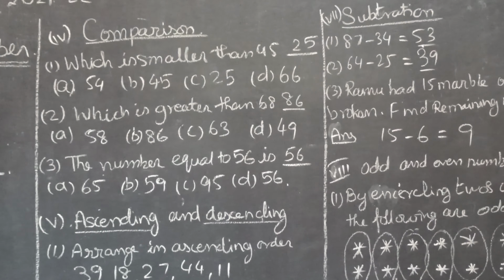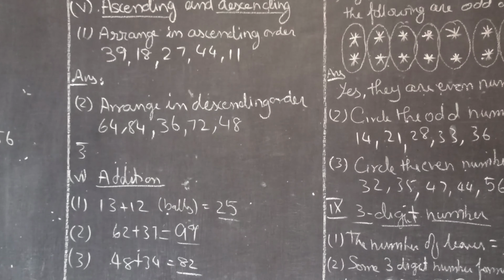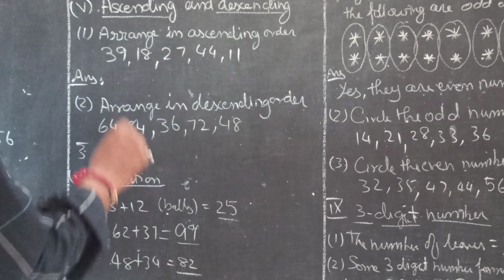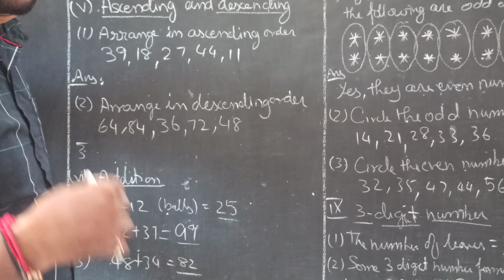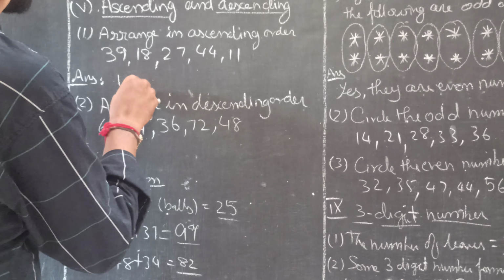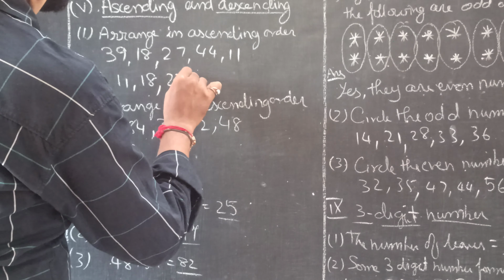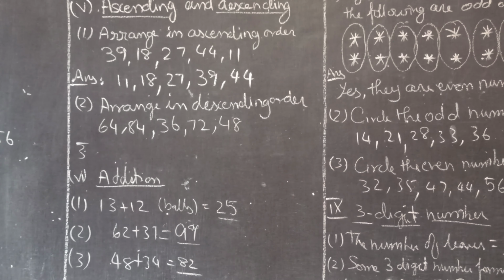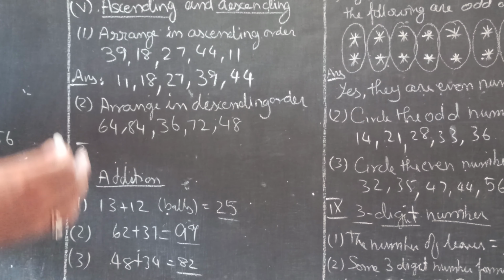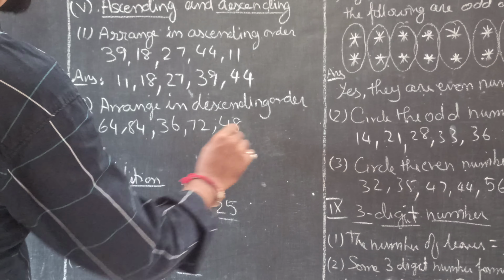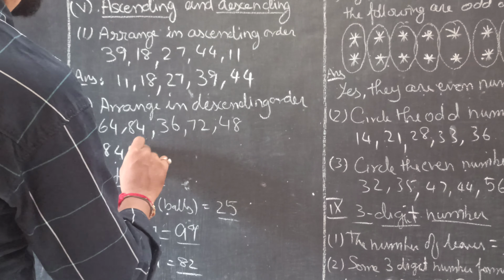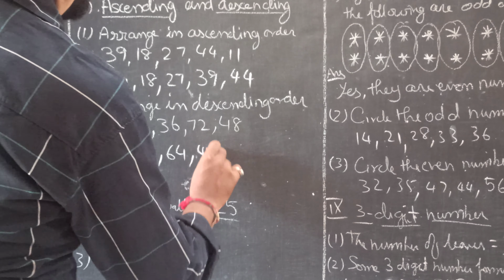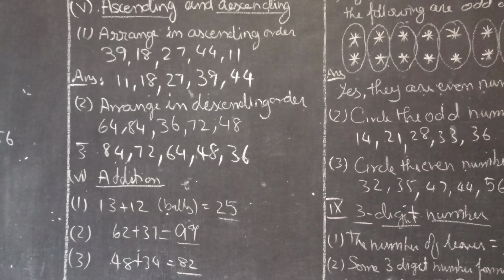Next we are coming to ascending and descending. So we are given with the ascending and descending number arranged in the ascending order. Ascending order means smaller to higher. The smallest is 11, then 18, then 27, then 39 and then 44. Now arrange in descending order. Descending order means bigger to smaller. So the biggest number is 84, then 72, then 64, then 48 and then 36.